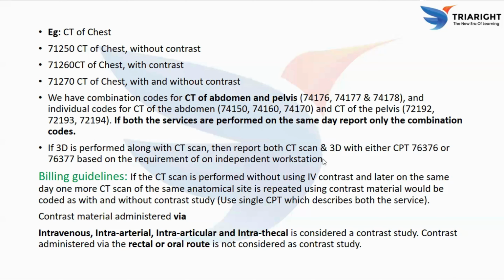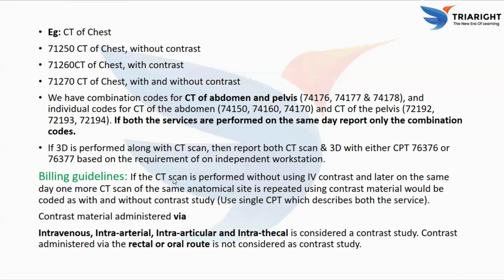Repeat CT on the same day. How to code correctly? The scenario from this slide is CT done without contrast. Later on the same day, CT repeated with IV contrast. So the same anatomical site. So how do you code this scenario? You have to use one CPT code describing with and without the contrast. So for example, CT chest without contrast in the morning and CT chest with IV contrast in the evening. You have to assign the code 71270.